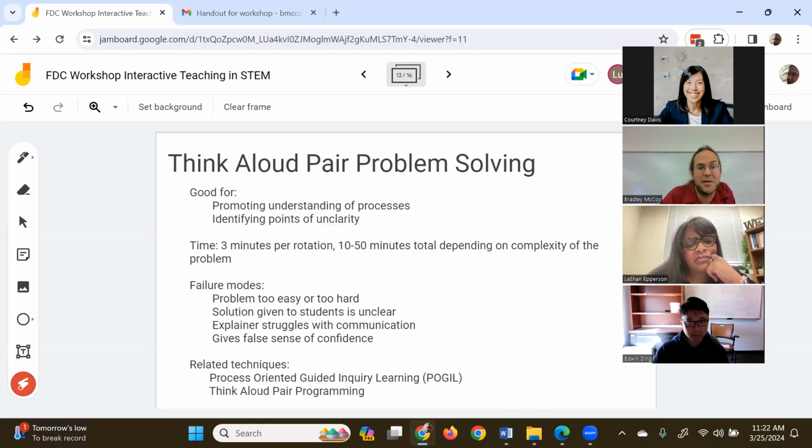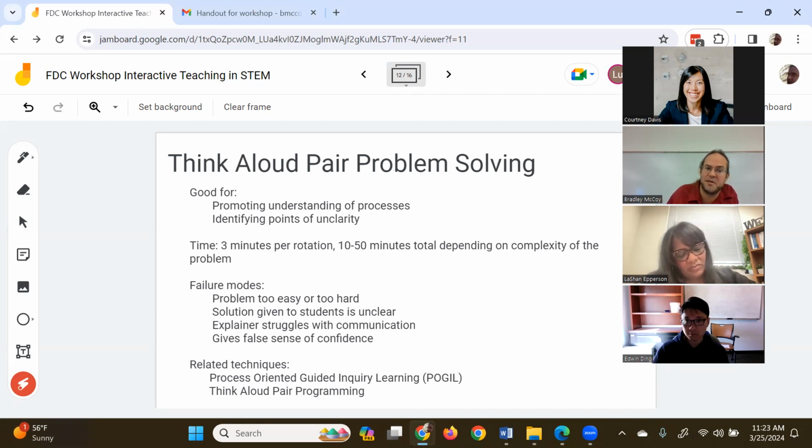The time on this really depends on the problem. This particular problem, we just did in about 5 minutes. If it was a more complex problem, you could spend an entire class period on this. That may or may not be advisable depending on what your goals are for your particular course. It does take about 3 minutes per rotation, so you want to be switching roles pretty frequently so that you don't have one person coasting while the other one is doing all the explaining.